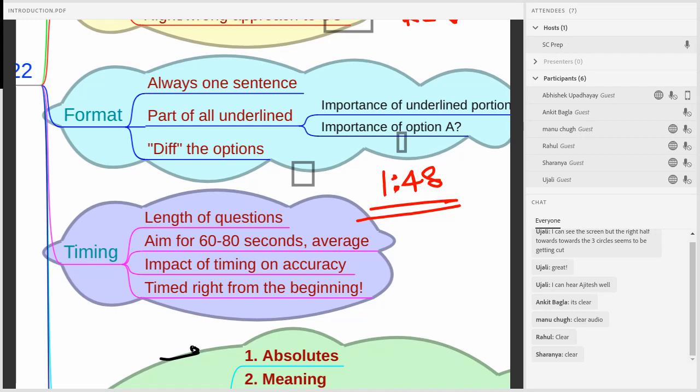And the next point is the importance of option A, the first option. Now, some people think that option A, for some reason, sets the meaning and you have to follow this meaning. I just want to quickly check. Has anybody heard this piece of advice? Option A is the right meaning.